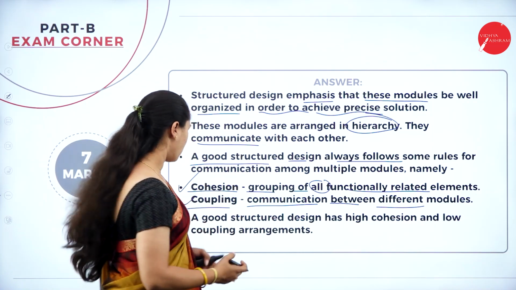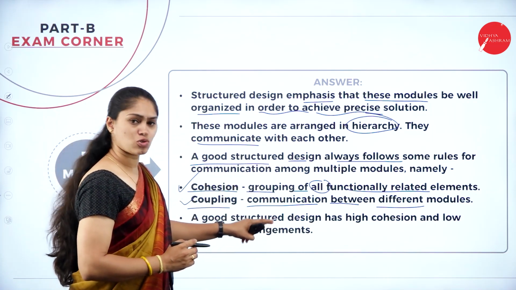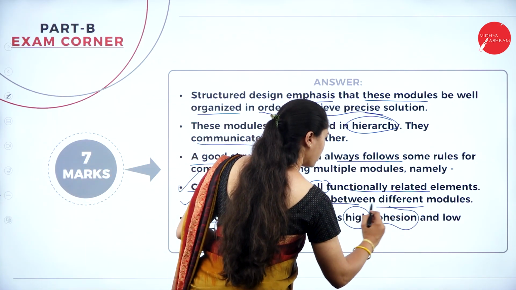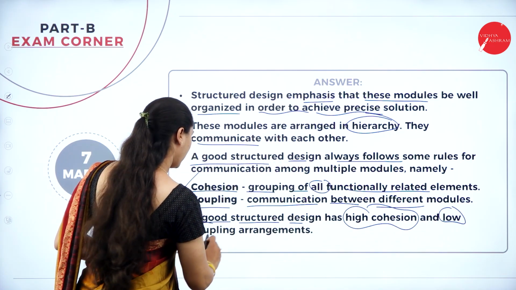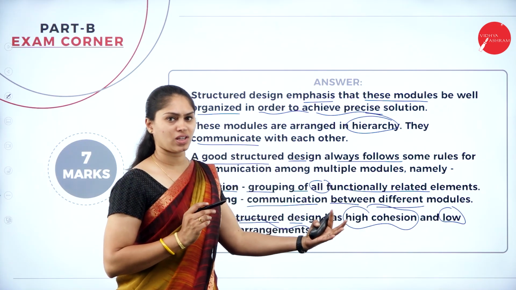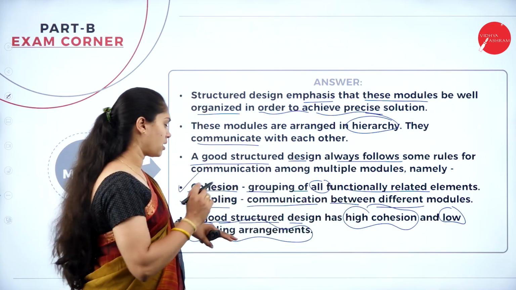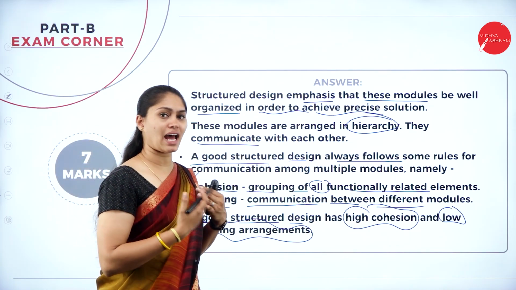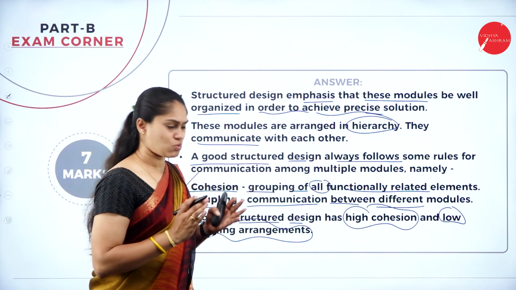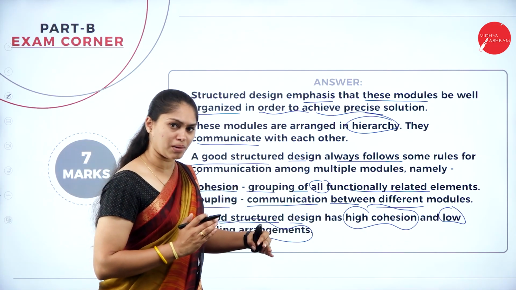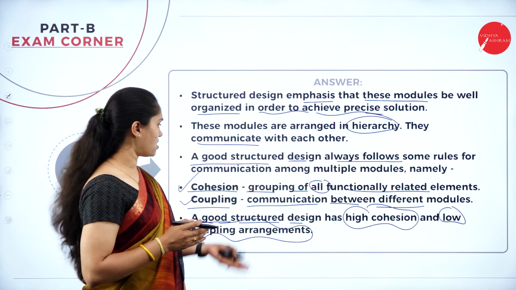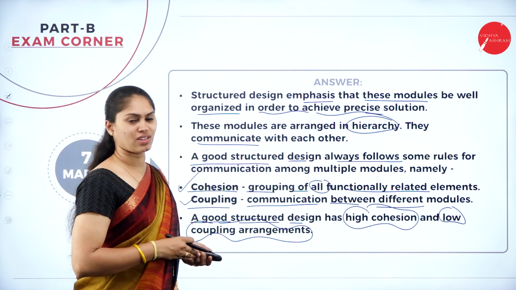Then how is it supposed to be? Very, very important, these two sentences here. Remember, a good structured design has high cohesion and low coupling. It should always be like this. High cohesion: individually it needs to be very strong, and when it comes to coupling, it needs to be low coupling. When we have more interaction between the modules, information hiding cannot be implemented. That is the reason for high cohesion and low coupling. Then we can expect information hiding in the structured design. This is how you are supposed to answer this question. I hope you all understood.